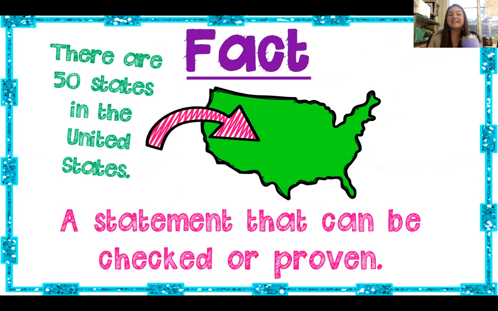A fact is a statement that can be checked or proven. So I can tell you that there are 50 states in the United States. I can prove that. I can say that Miss Catrone is 5'3". You can prove that. You can get out a measuring tape. If I said Miss Catrone is really short, someone might think I'm short, but someone might not. It's an opinion. But you can give them my exact height. There you go.